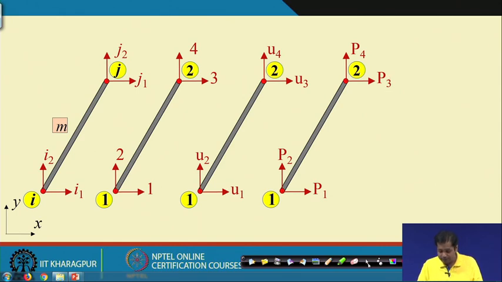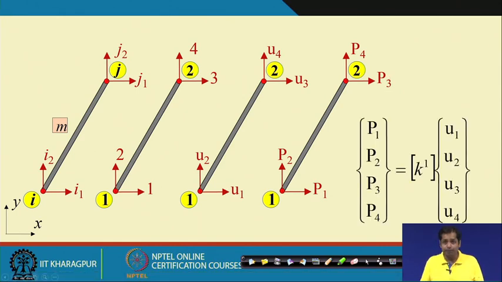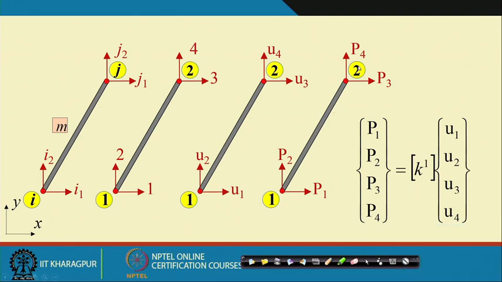So what we are interested in now is to find a relation between the force and the displacement. Here we have 4 degrees of freedom and the 4 corresponding forces. How these forces and displacements are related to each other is through a stiffness matrix K. You remember K superscript 1: this 1 means this is the element number 1, or member number 1.